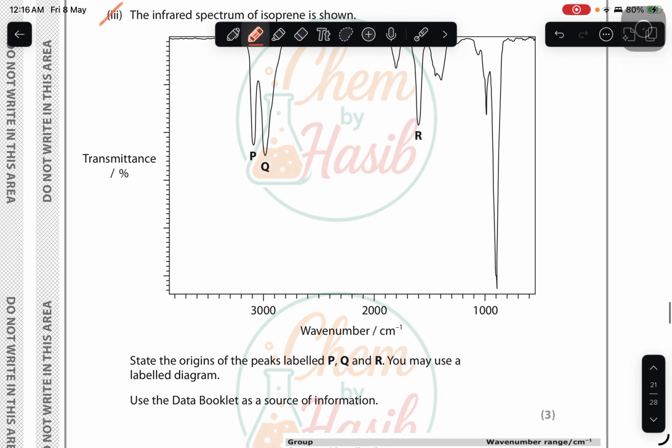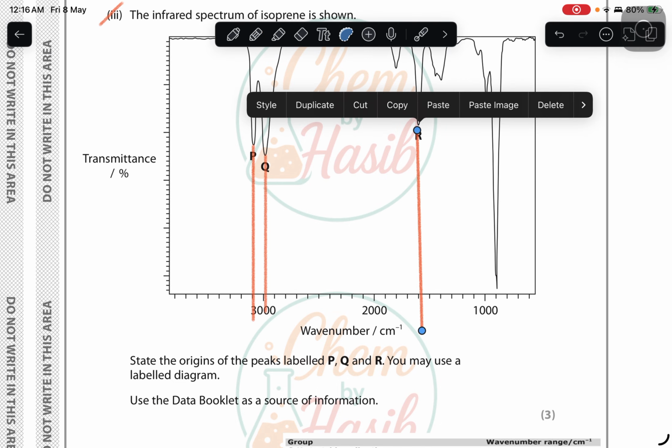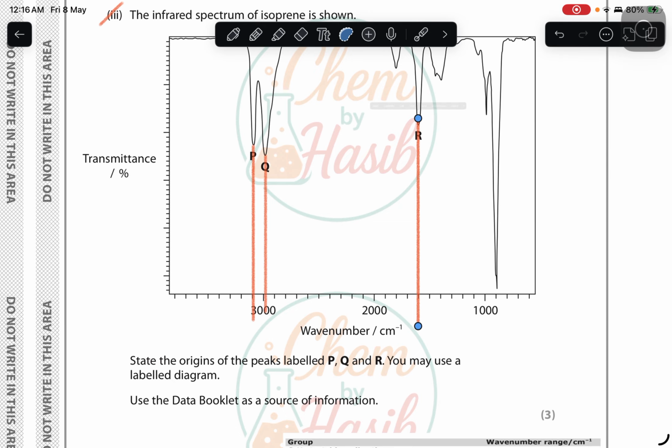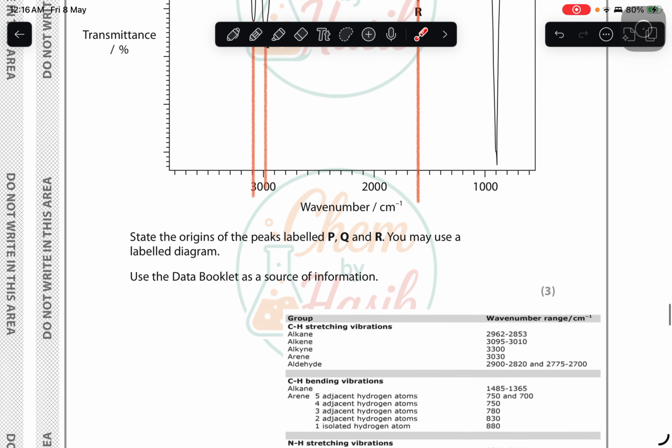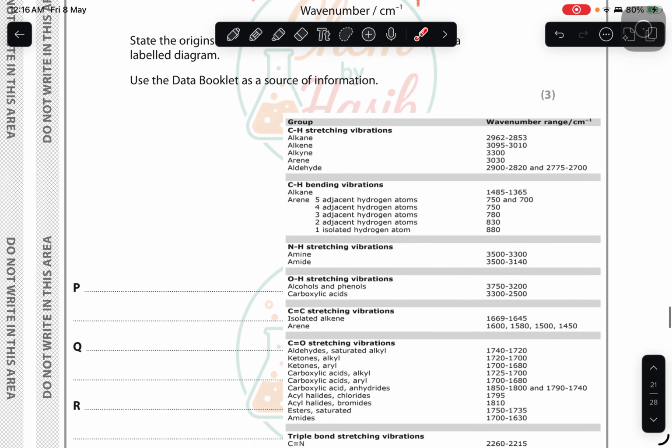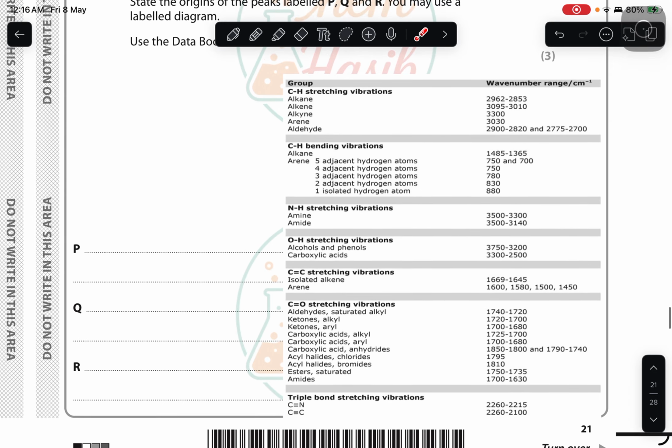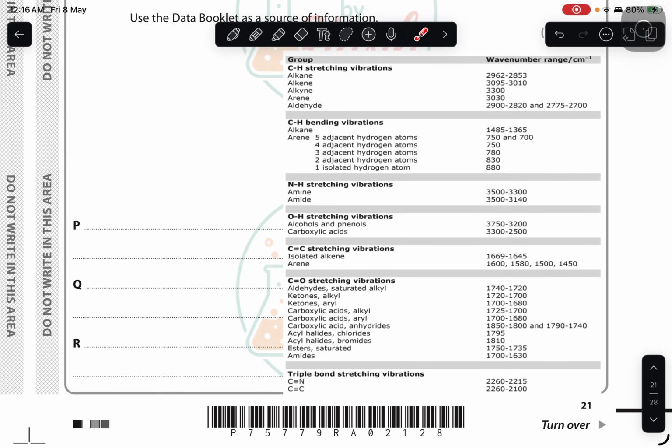So let us look at P. P is around 2900. Q is around a bit more than 3000, and R is around, let's look at R, that's 11, 12, 13, 14, 15, 1600. That's 1600, right? So let us look at 1600 at R.